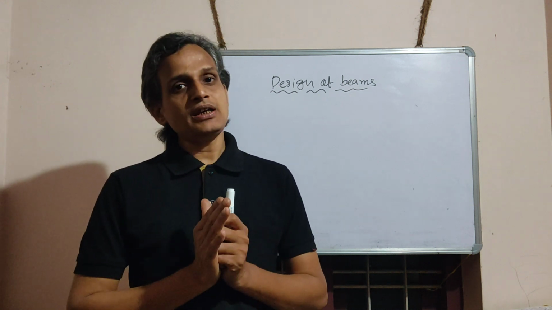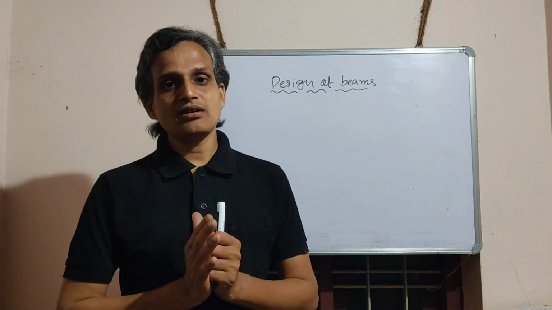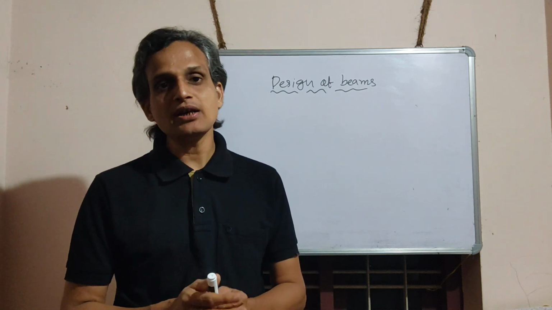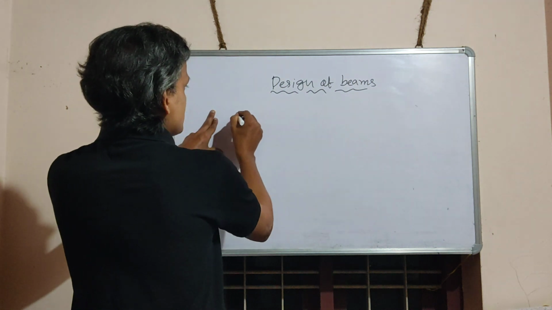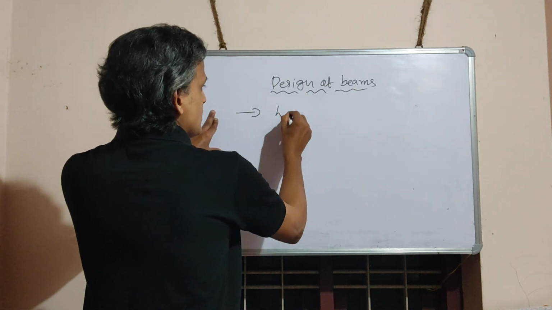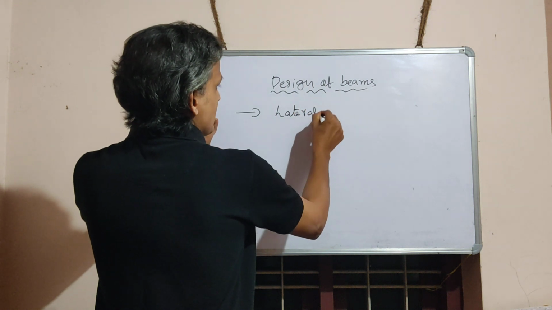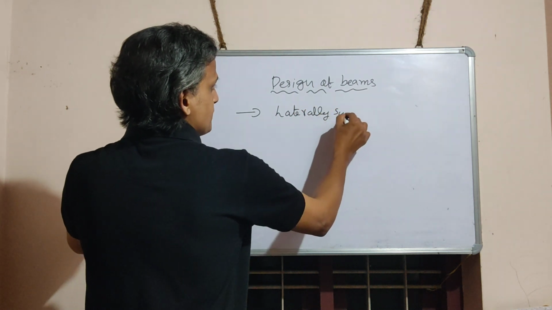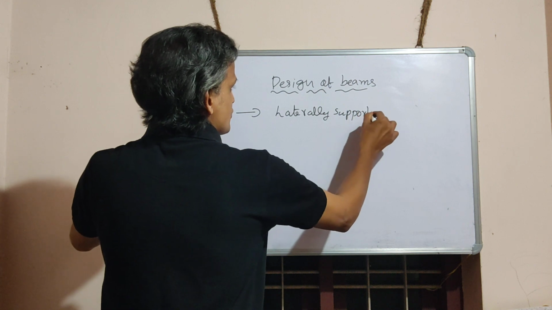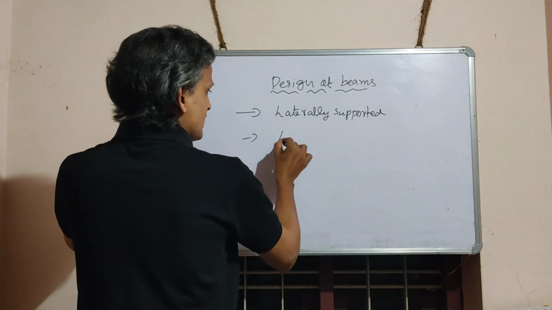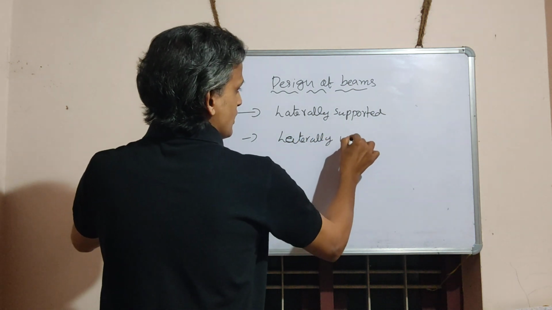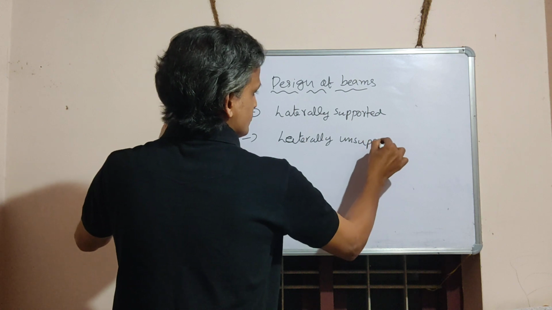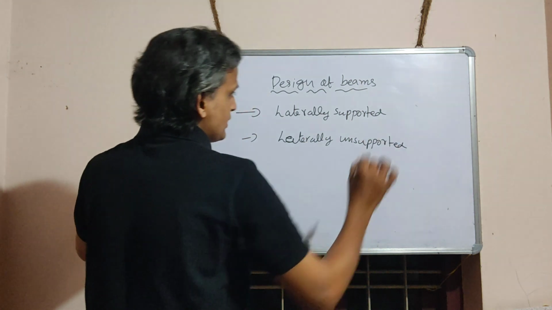Now, our main aim is to analyze or understand the structural behavior of beam. That's why the structural classification is of prime importance. There are mainly two types of beams from structural point of view. First one is laterally supported beam. So definitely the next option is laterally unsupported beam. Laterally unsupported beam. This is the main important classification.